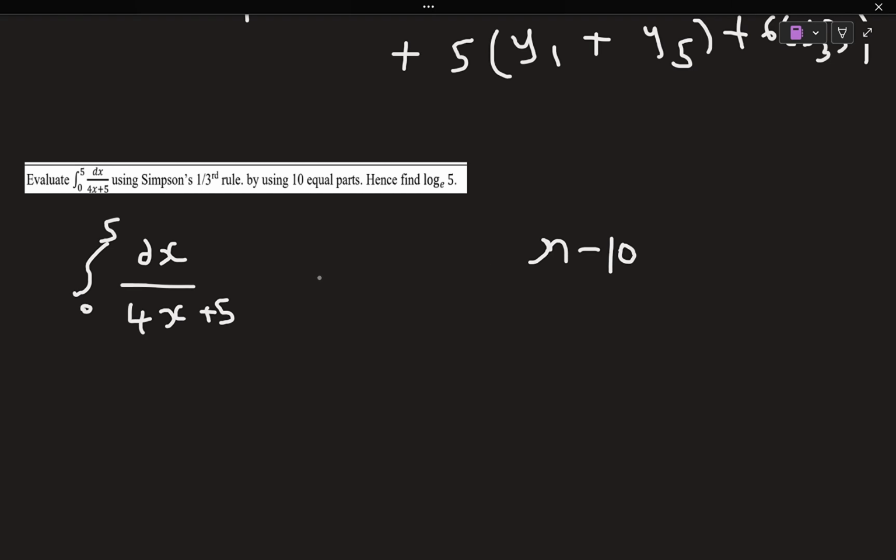Now what I have to do is find h. H is basically the width. To find h, the formula is b minus a by n, where b is the upper limit, a is the lower limit, and n is given. So here, the upper limit is 5 and the lower limit is 0. So 5 minus 0 upon 10, and I will get my value as 1 by 2.